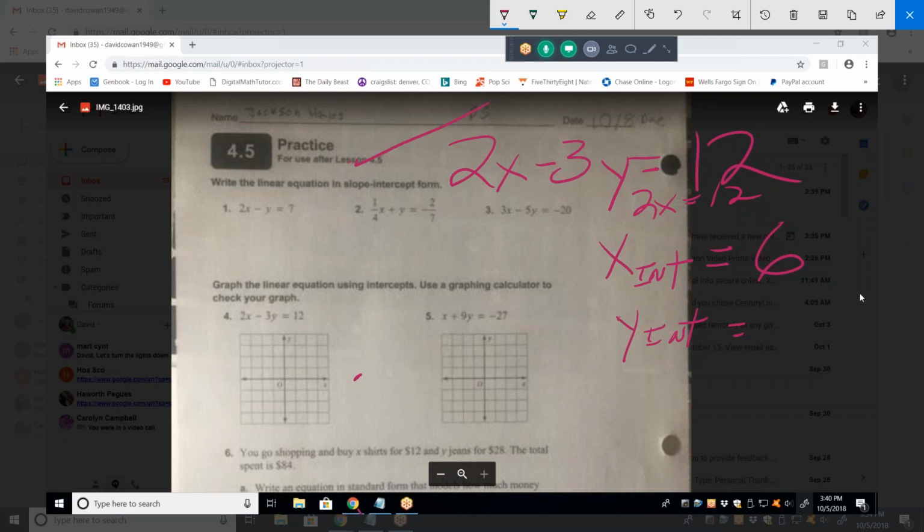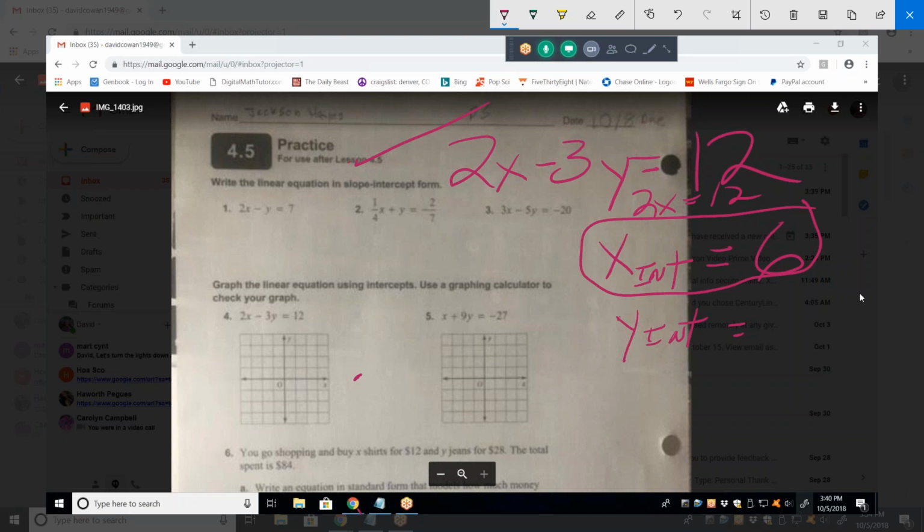What is x equal to when we're looking for the y-intercept? 0? Yeah. Remember what I told you when we first started talking about this. When you're looking for the x-intercept, you make y 0. That's how we got this. When we're looking for the y-intercept, we make x 0.